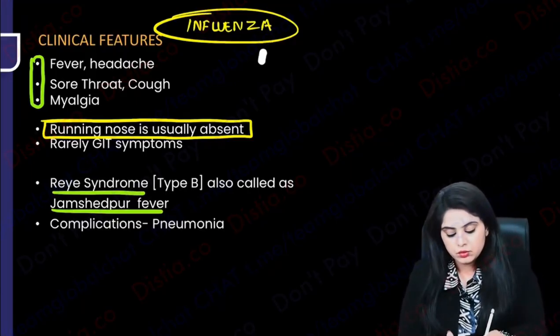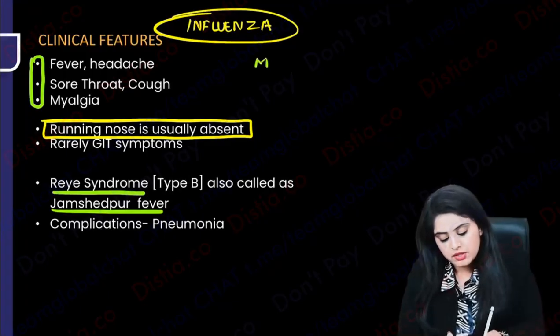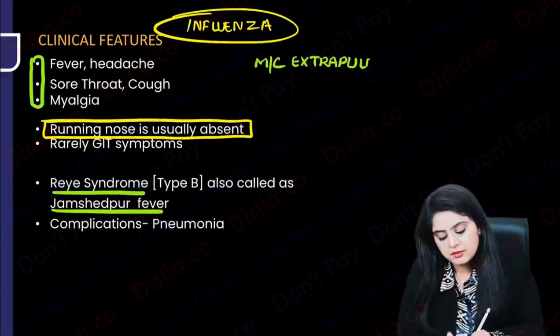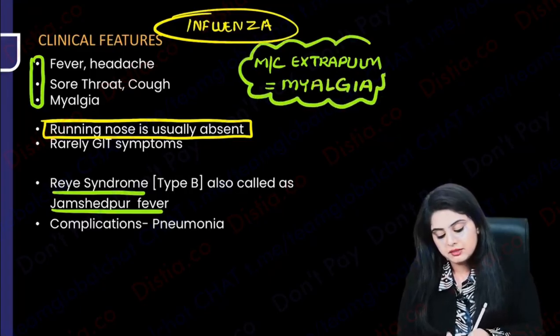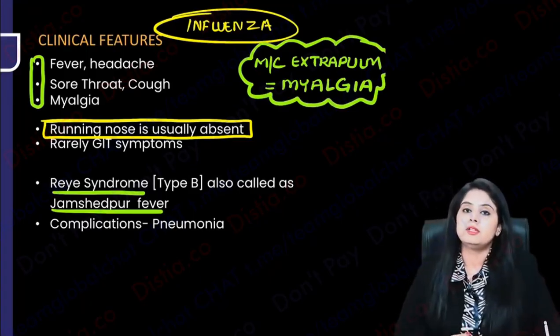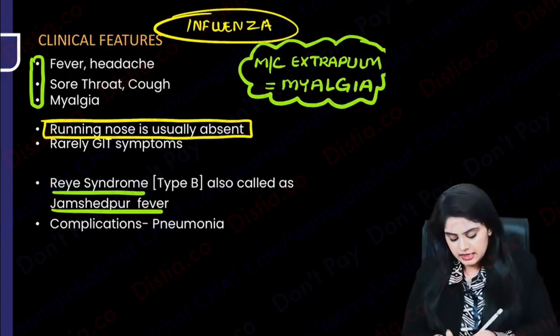But if someone asks you which is the most common extrapulmonary symptom that you have, that is going to be myalgia. The most common extrapulmonary symptom, not cold, cough, pneumonia, extrapulmonary is myalgia. Okay, let's move forward.